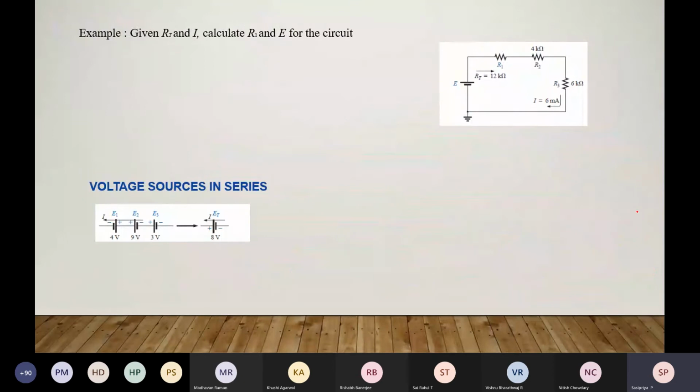Okay. We have another circuit. So now here, given total resistance, calculate R1 and E. So you're asked to compute what this resistance is and what the total voltage is. What is the voltage source value? And you are given the total resistance. Okay, so RT is given.